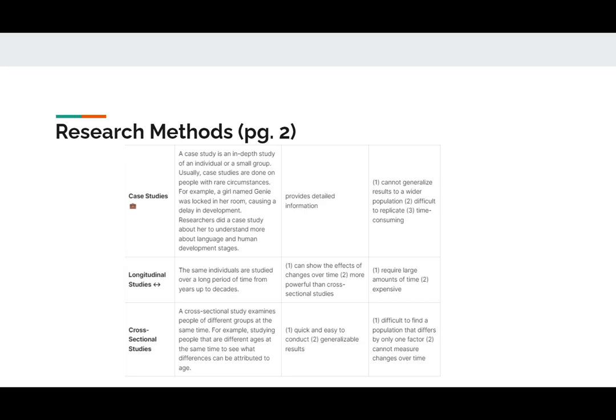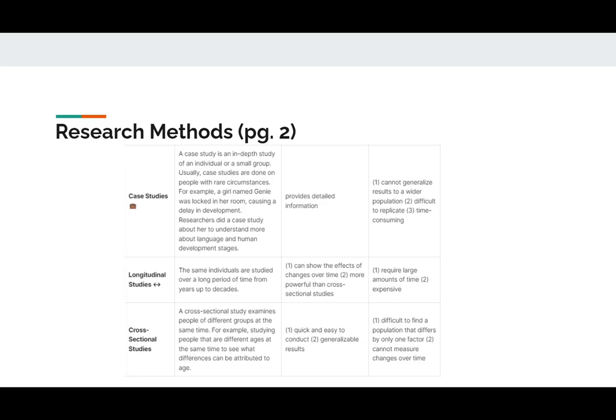But second, its weaknesses are that you cannot generalize results to a wider population because it's most often used for rare cases. And it's difficult to replicate and really time consuming, because all you did is observe or learn about one thing. In order to get a full sense of what the actual thing looks like, you need to spend a lot of time looking after them or staying around them.